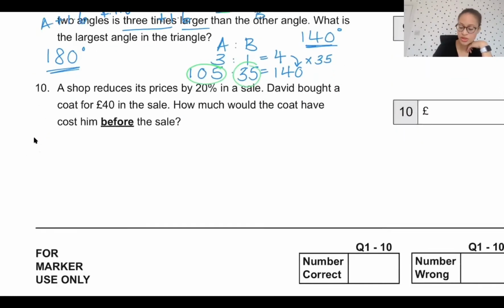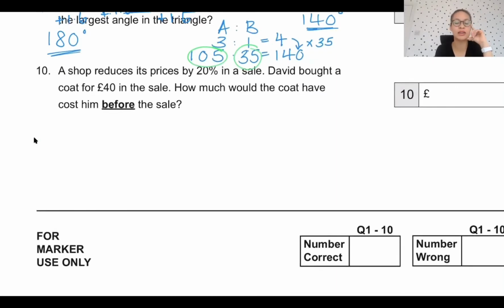A shop reduces its prices by 20% in a sale. David bought a coat for £40 in the sale. How much would the coat have cost him before the sale? So in a 20% off sale, David paid £40. So if you take 20% off a number, what percentage are you left with? You take 20% off, what percentage are you left with? 80%, good. So he paid 80% of the price, and 80% was equal to £40.